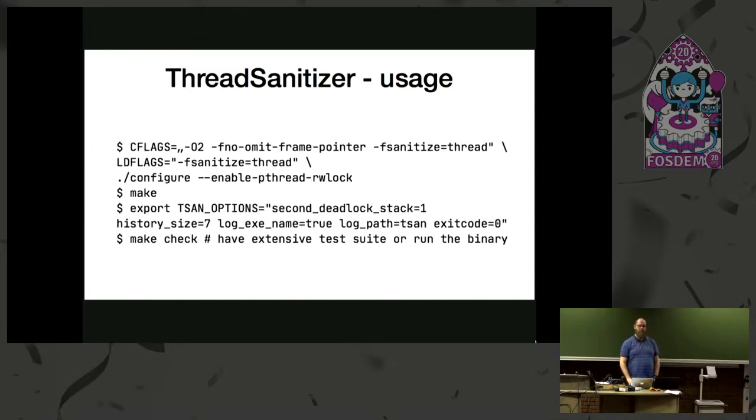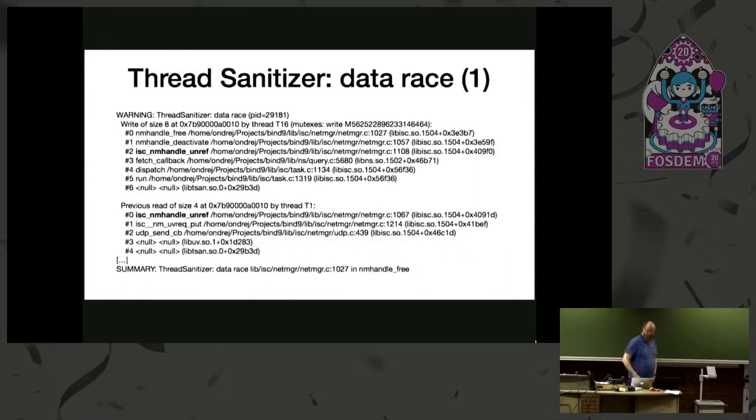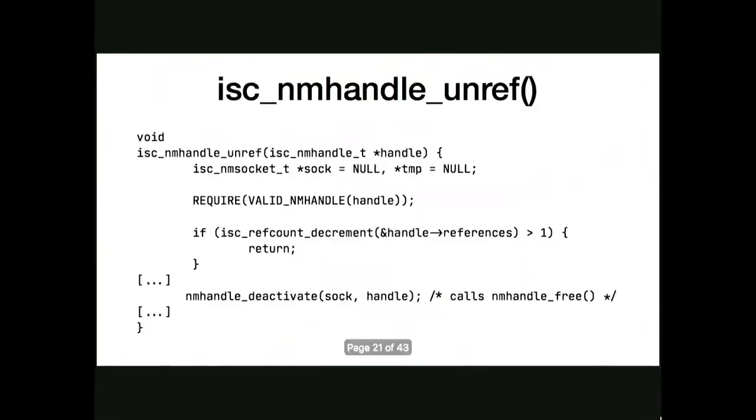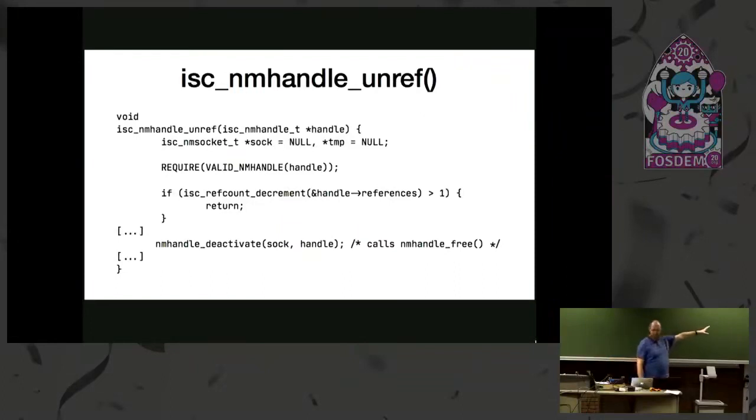Bind has both unit tests and system tests, and then there's an output like this. As you can see, there is a data race between the two threads, and they are in similar locations, like isc_nmhandle_unref, but it's quite an interesting data race because this is the unref function.